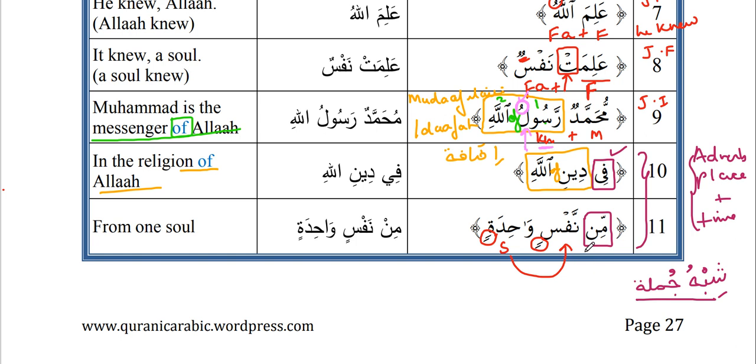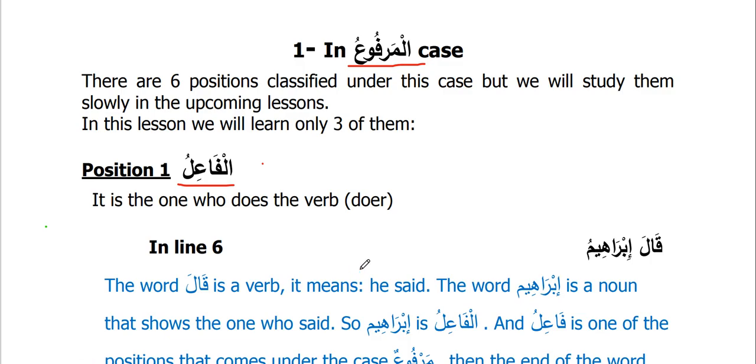So now we will do some examples in the Marfu case. How do you do the irab in Arabic? Now you must have an idea about the irab, how you do it. But now we will do the irab and write how to write the irab in Arabic. So there are three cases, as you know, in the Marfu case: the Mubtada, Khabar and Fail. So here the first position they have given is of Fail. So now we will do the irab of the sentence.